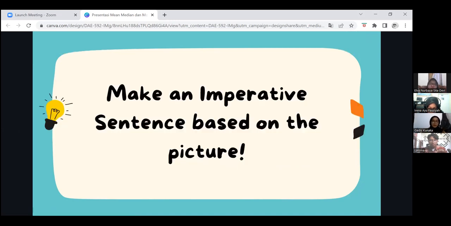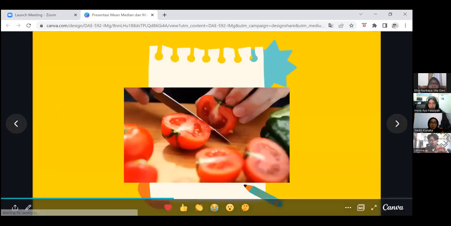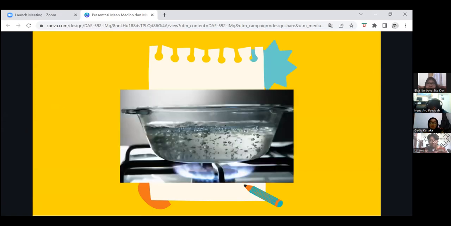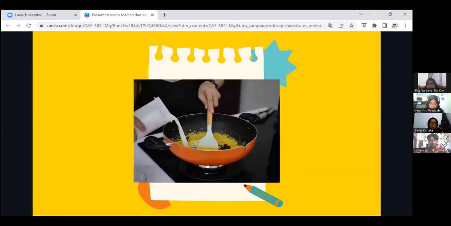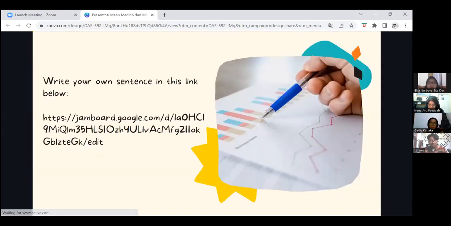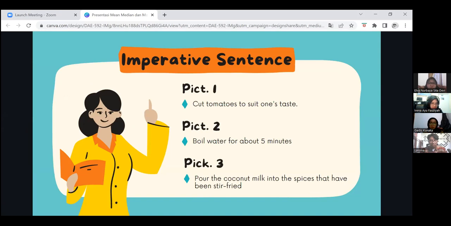Okay, next we're going to do some quiz or game. Make an imperative sentence based on the picture, and you can answer in the Google Jamboard that I shared the link to in the chat box. First picture is this. Second picture is this. And last picture is this. So for picture 1 is cut tomatoes to suit one's taste. Picture number 2 is boil water for about 5 minutes. And the last picture is pour the coconut milk into the spices that have been stir fried.